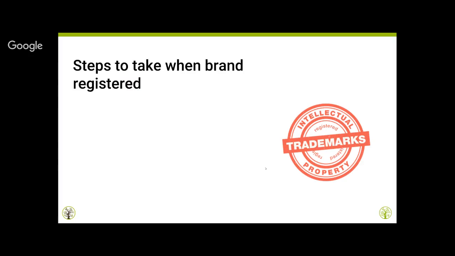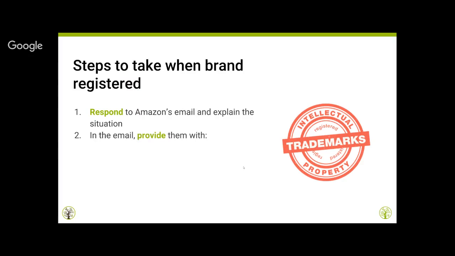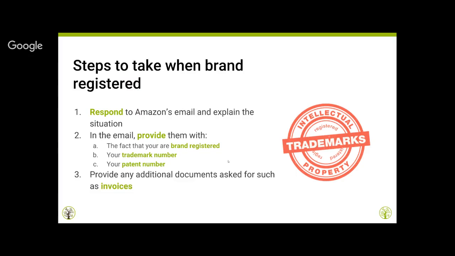And then the initial steps to take if you are brand registered. So respond to Amazon's email and explain the situation. In the email, what you want to provide them with is the fact that you're brand registered. Really, really important. That's going to like triple the speed of getting through this. Then your trademark number, very important, and your patent number if that's something you have, and then provide any additional documents that they ask for.